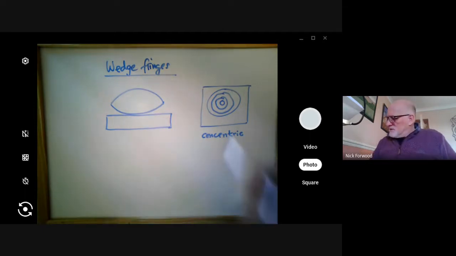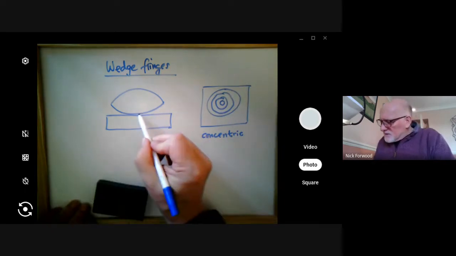So you get these rings. So that's called Newton's rings, and it's really this bit, this sort of wedge shape that I want to look at here.